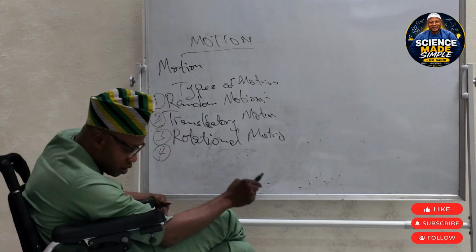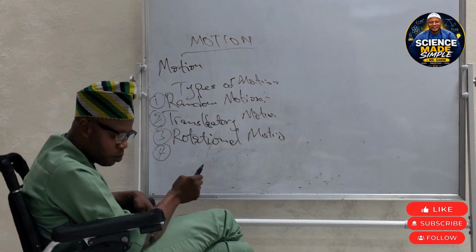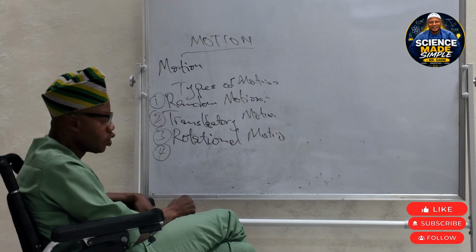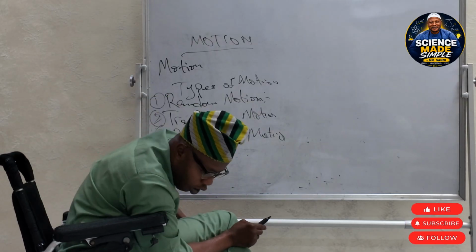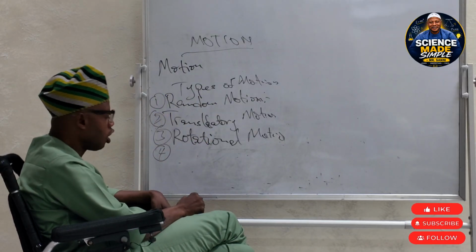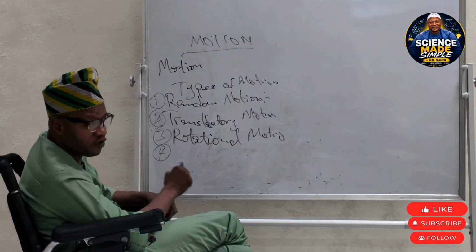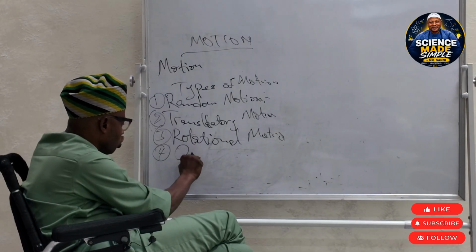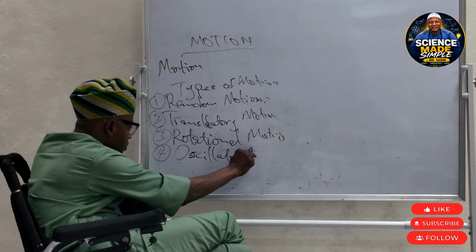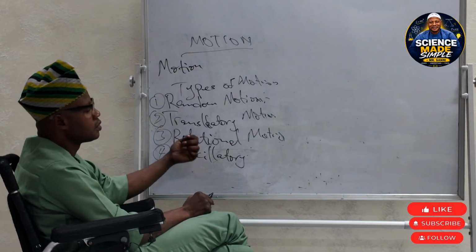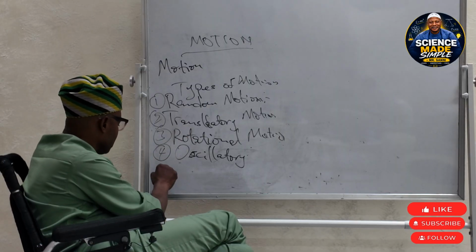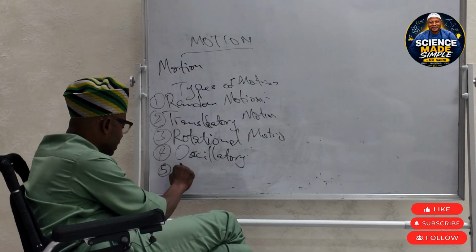Another one is the pendulum motion. That is oscillatory motion, or vibratory motion. That is motion of a body to and fro. To and fro movement of a body. We can find this in our simple pendulum clock.